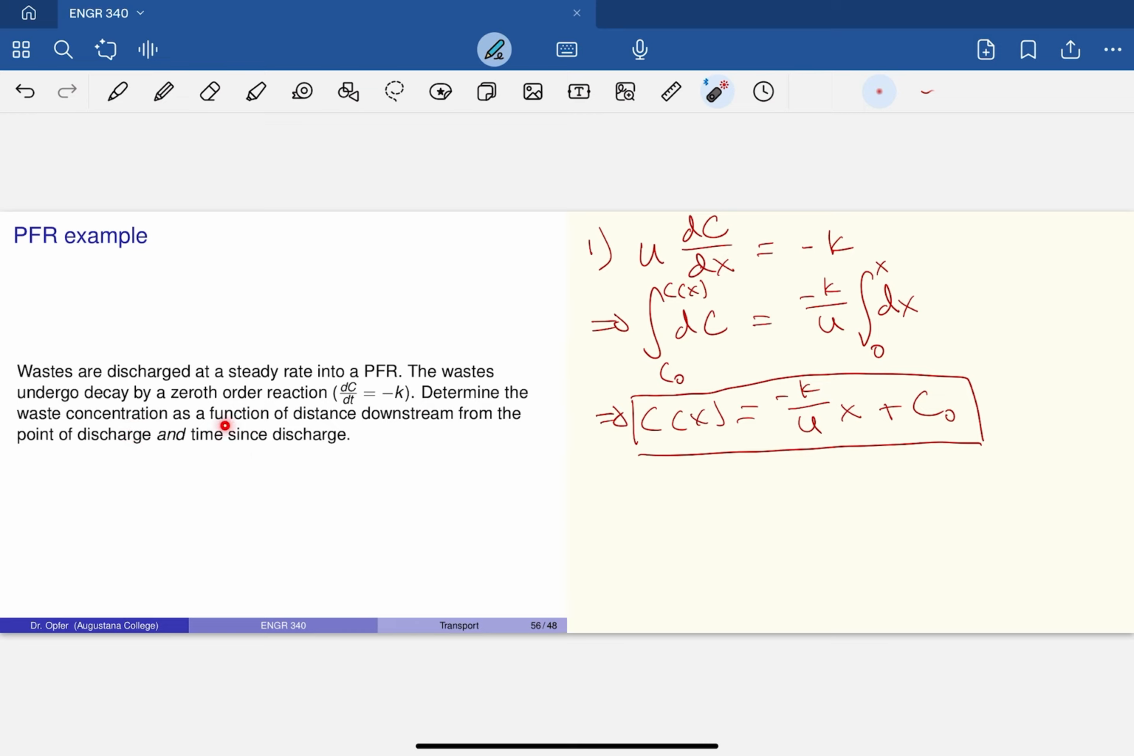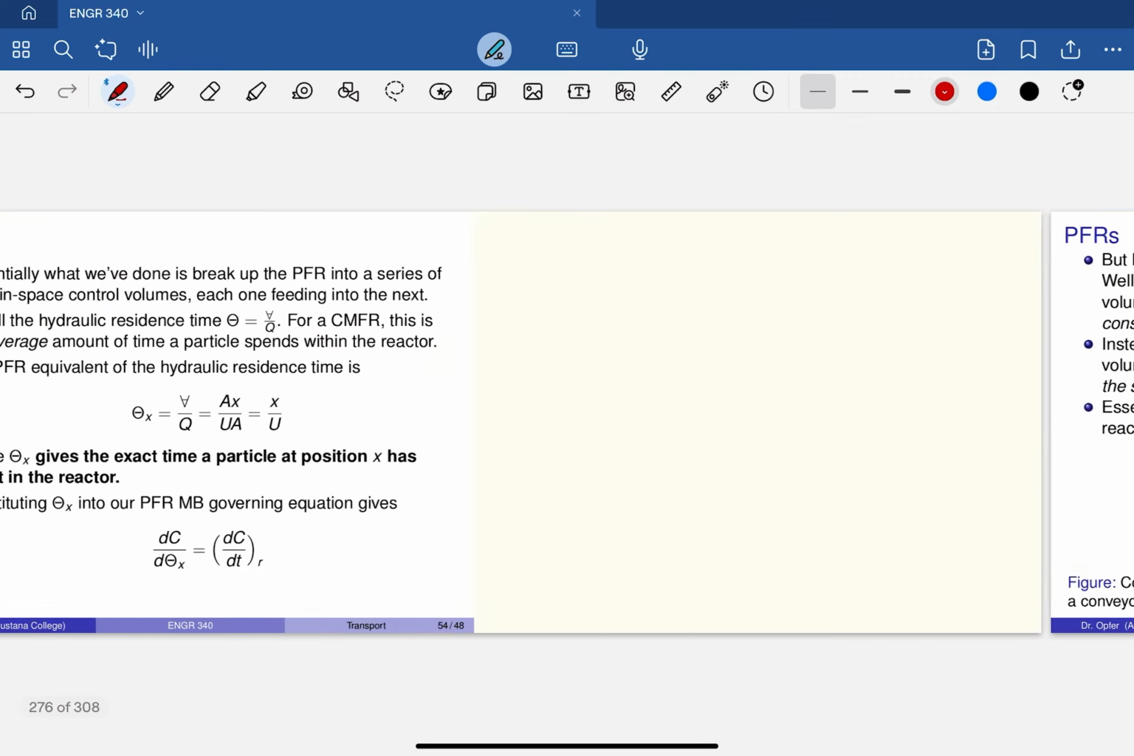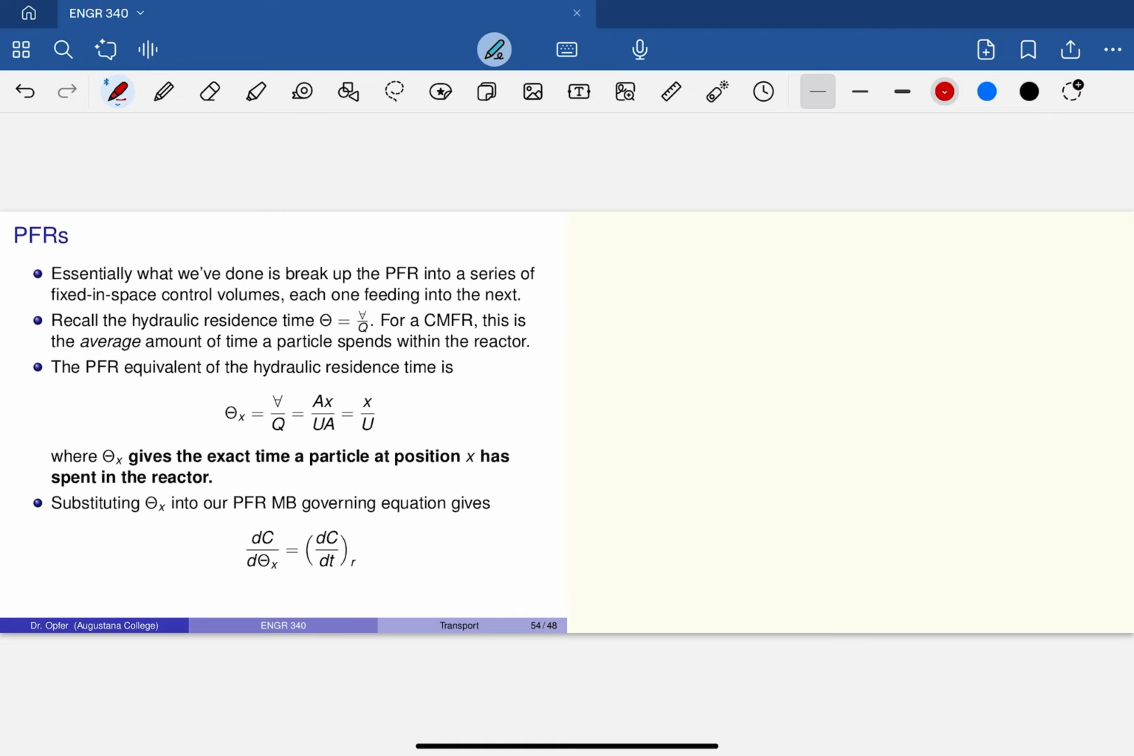And now we're going to look at the concentration as a function of time since discharge. So just to keep this in mind, I'm going to write this over here. Now, some of you probably already see how to translate distance to time, but I'm going to do it the brute force way by using our second form of our governing equation for a PFR. Okay, so I'm going to put in this hydraulic residence time.